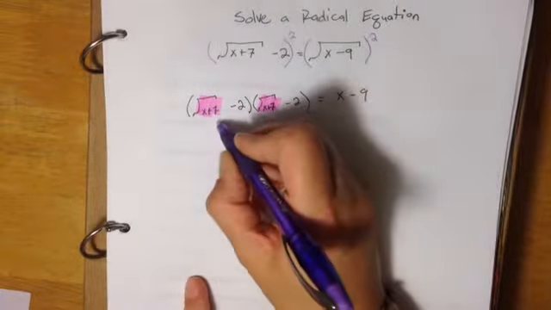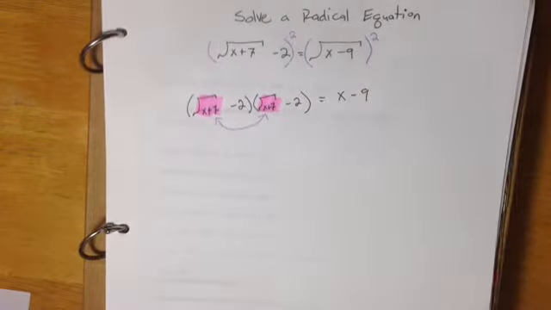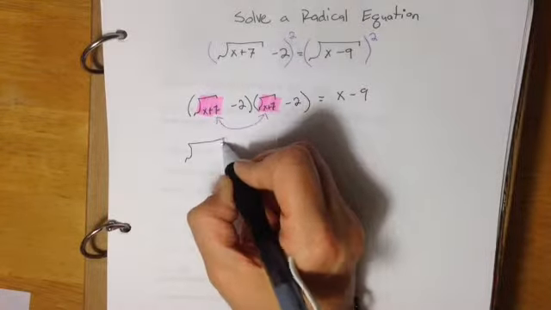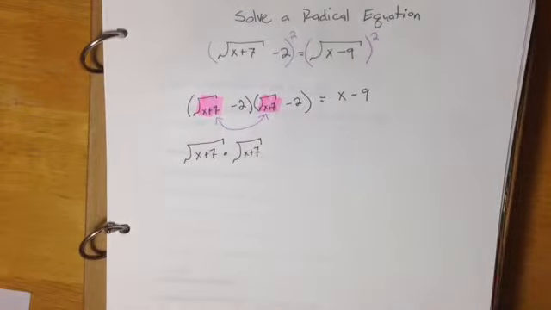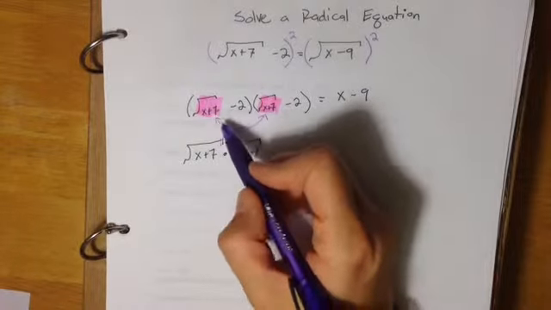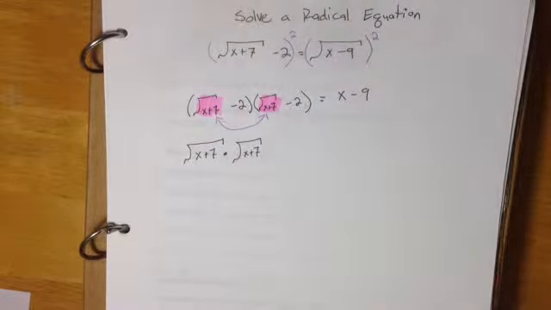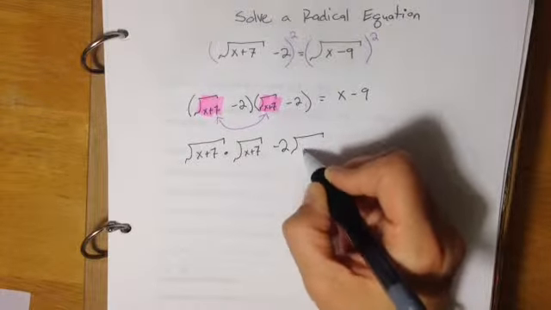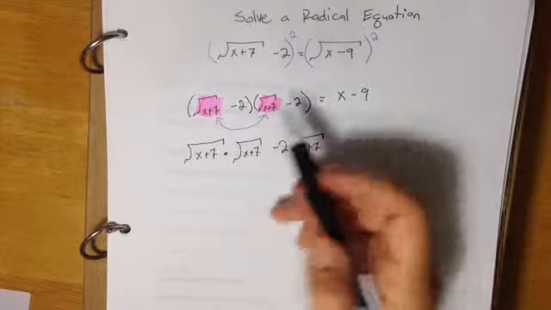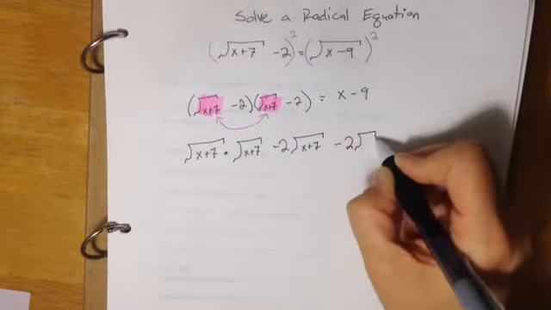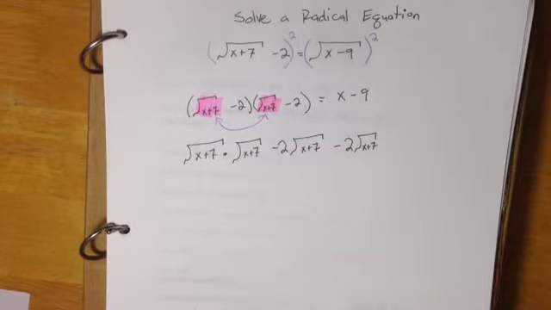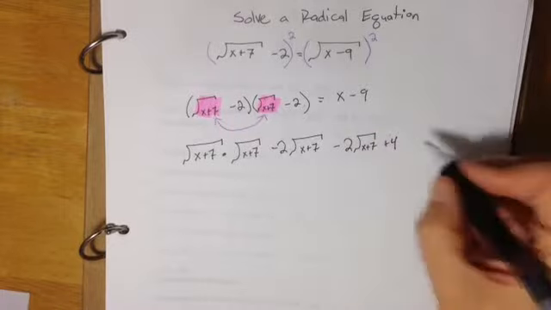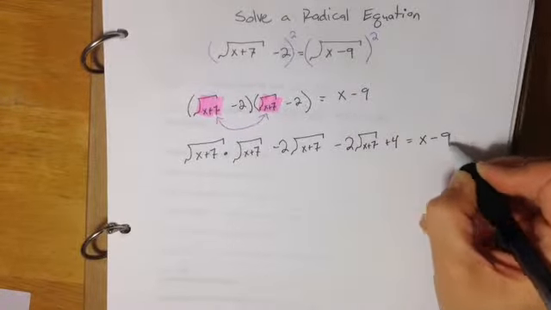So now when I multiply my first two terms together, I get the square root of x plus 7 multiplied by the square root of x plus 7. I'm going to write that down right now, although you may have already realized how it's going to simplify. Now, when I multiply my outside terms, I will end up with negative 2 times the square root of x plus 7. And similarly for my inside terms, negative 2 times the square root of x plus 7. And my last terms, finally, negative 2 times negative 2 is positive 4. And on the right-hand side, I still have x minus 9.